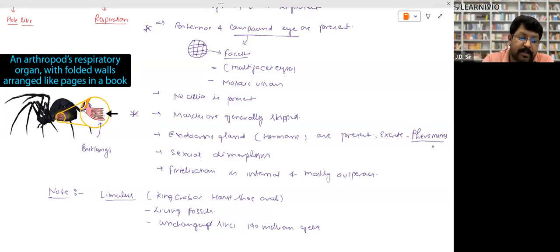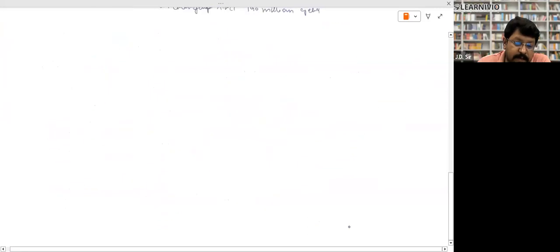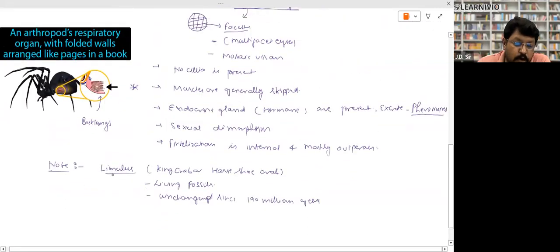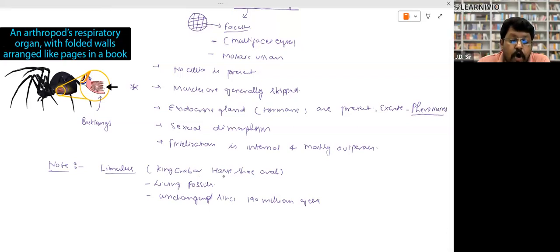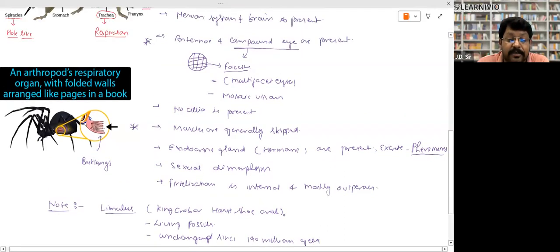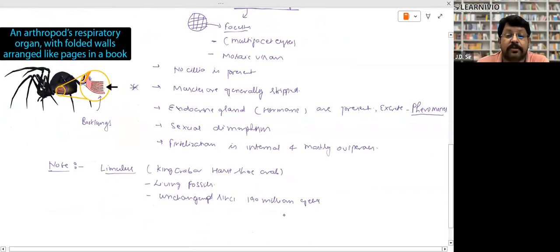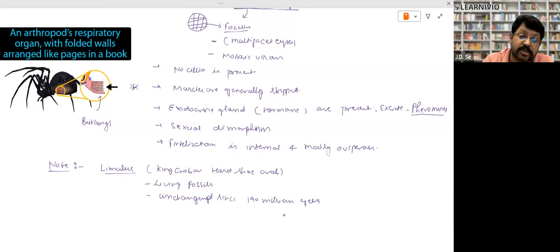Now there are some examples. There is an animal, and the name of that animal is Limulus. Limulus is also known as the king crab or horseshoe crab, right? This is also known as a living fossil. Why do we call them living fossils? It is unchanged for the last 190 million years. So there is no change in this crab since 190 million years, and it is still found. So that's why it is known as a living fossil.